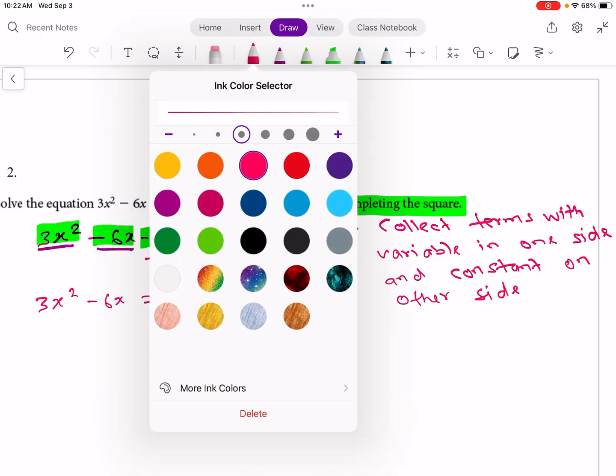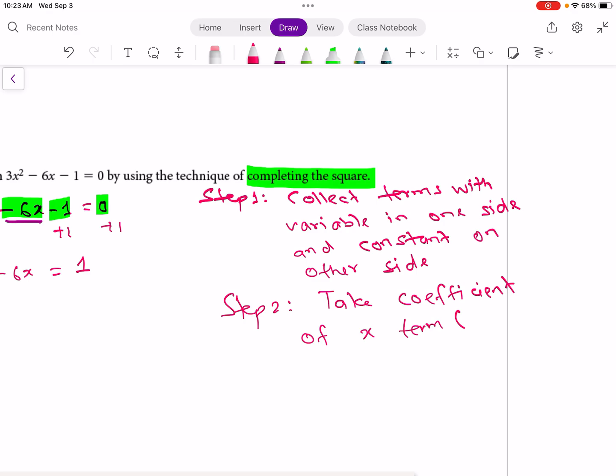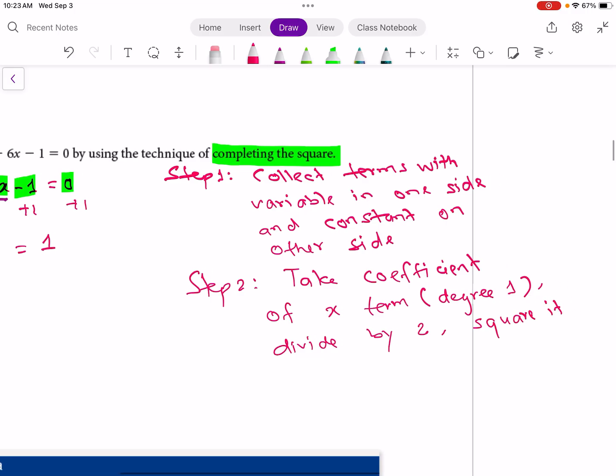Now the second step is, we take the coefficient of the x term, or in general the degree 1 term, x term is degree 1. So you take the coefficient of x, then you divide by 2, square it, and add on both sides of the equation.